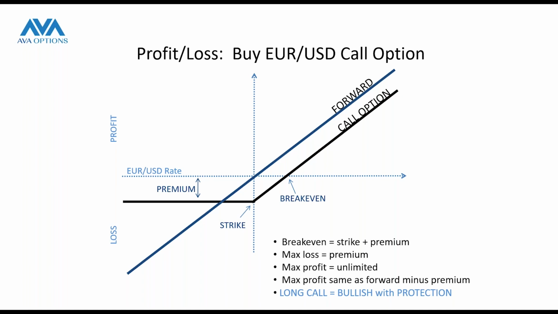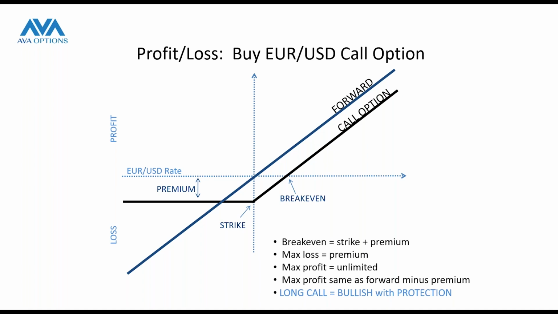However, if the market is below 105, I would never want to buy at 105 at the strike. So I would simply walk away and let that option expire worthless. That's why on the downside, we have a horizontal line showing that you have no further losses beyond the cost of the option that you paid up front. The cost of an option is called the premium.